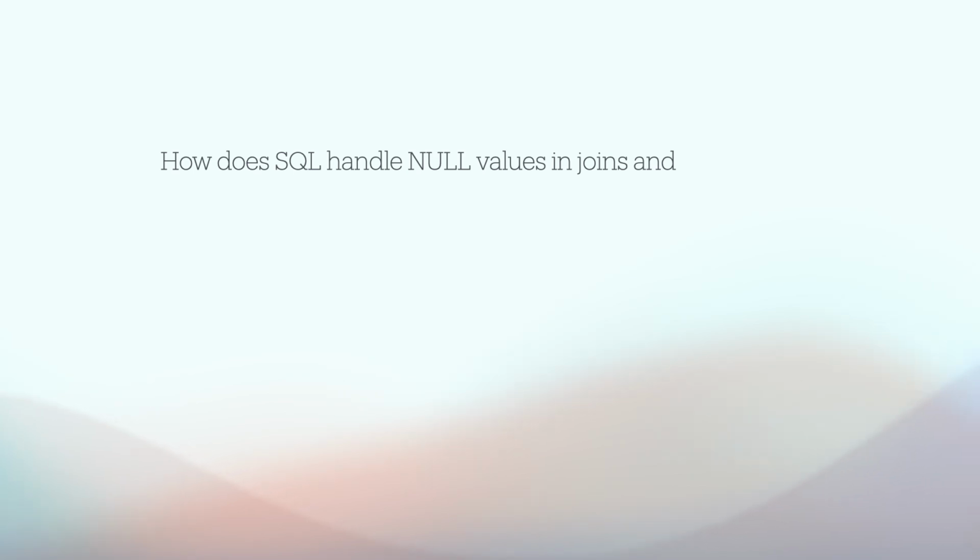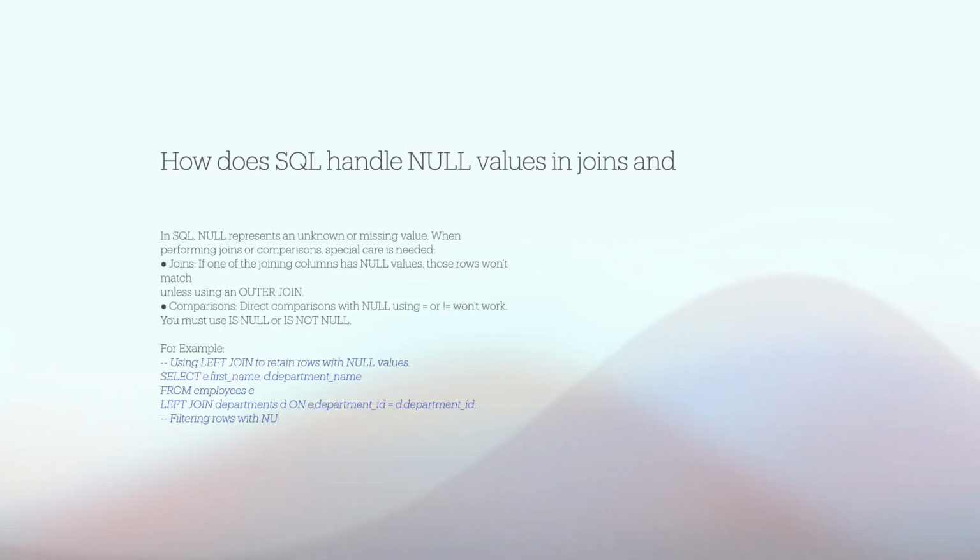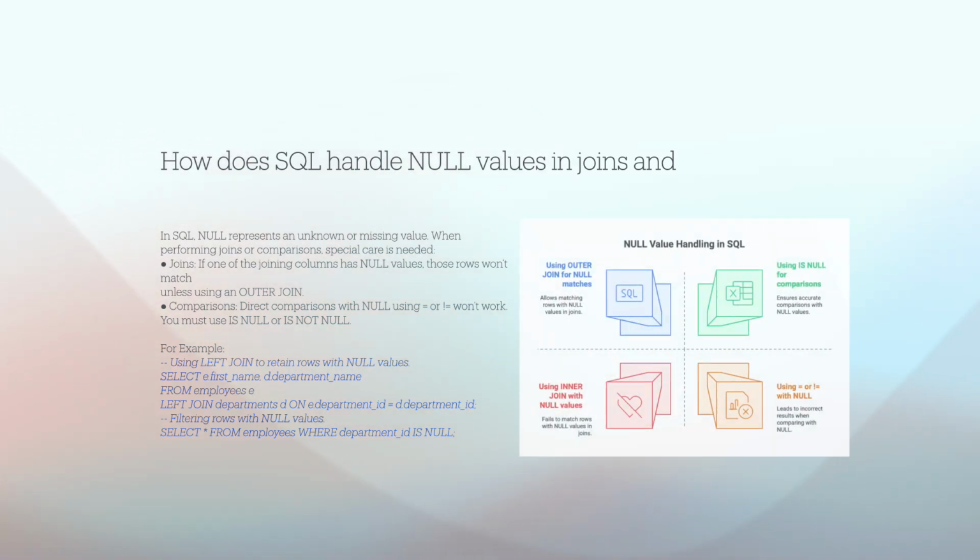Next question is, how does SQL handle null values in joins? How is it different while handling nulls? So in SQL, when you are handling nulls, you mainly need to understand how it is different in different joins. And as we have the question here, how do you handle it in joins and comparisons? In SQL, null represents an unknown or missing value. If there is no match, it will give null.